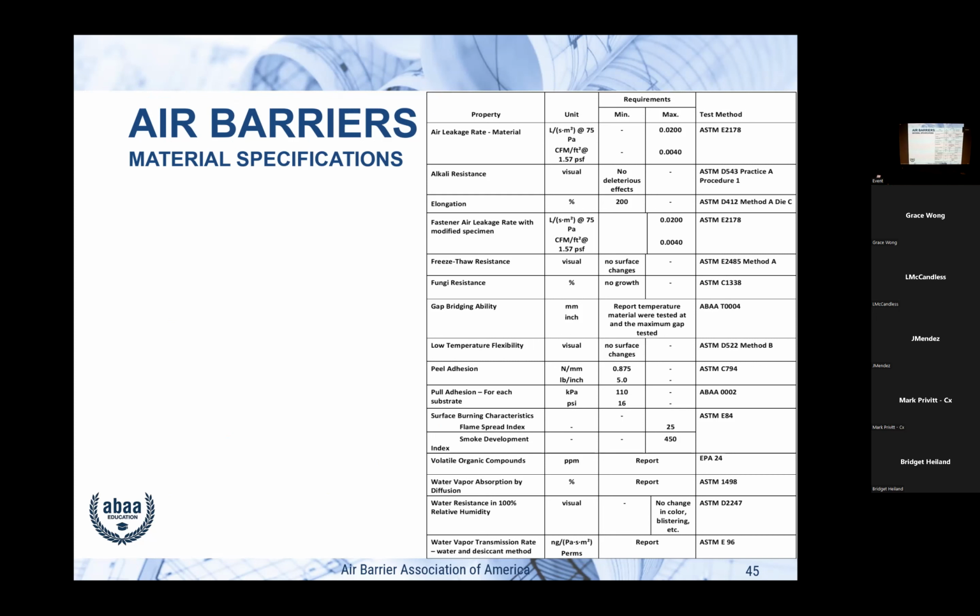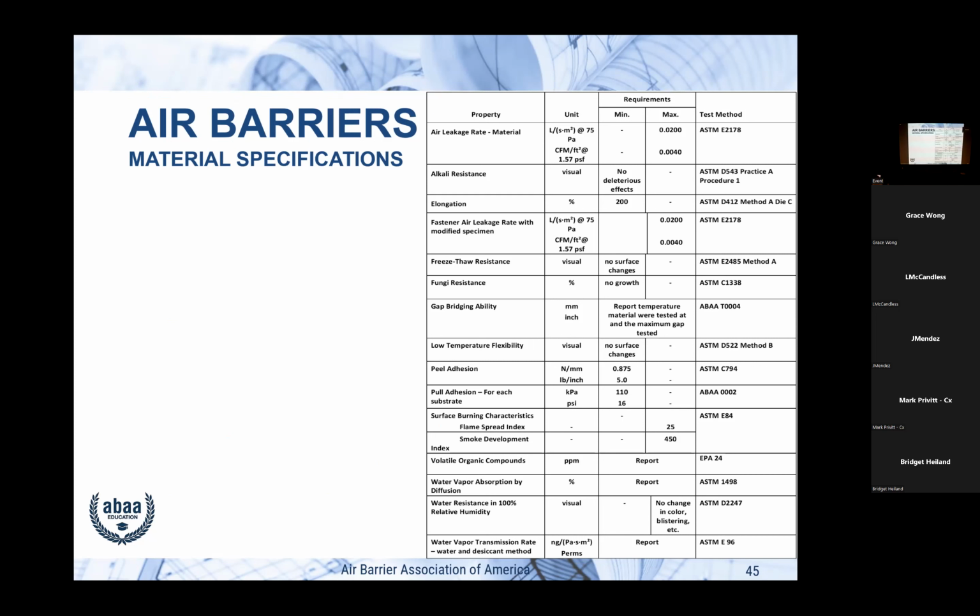Gap bridging ability sort of goes with elongation, but we literally have a gap between two pieces of specimen. We put your material across, and then they pull them back and forth. And does it have that elasticity, or will it crack, type of thing? And that is an ABAA test method, T0004.